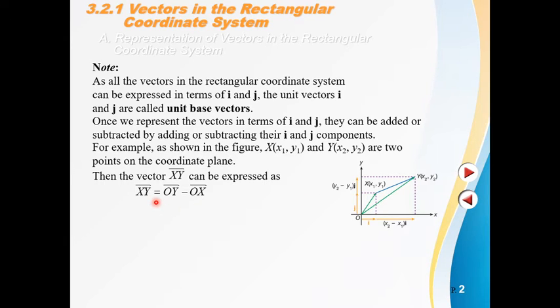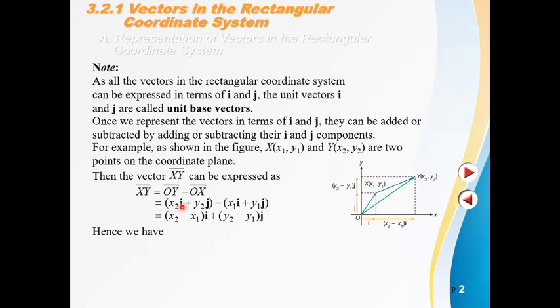And notice one secret thing here. Here it comes with XY, but when we are finding it now, we have OY comes first minus OX comes second. Please, you have to note that. So this is the value of our OY, which we have already written as x2i plus y2j, and this is our OX, which is our x1i plus y1j. So they are subtracting each other, and when such subtraction happens, this is what we get.